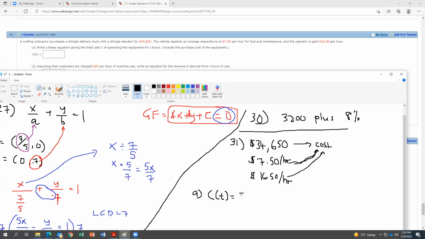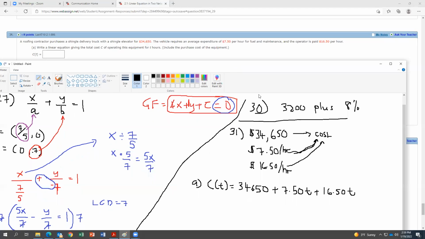So it is 34,650. Avoid the dollar sign. Now this one you do not need to put t on it because that is the fixed cost. But to pay for gas and maintenance is 7.5t. So every hour, that means t in this case, you have to pay $7.50. And then the operator also costs $16.50 every hour. So this is also t.